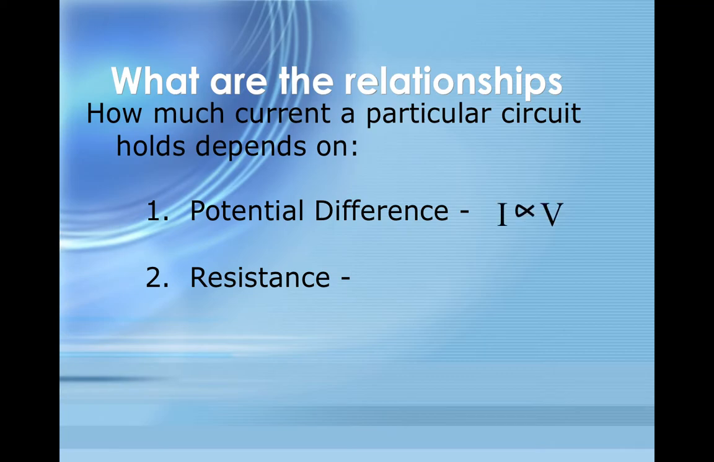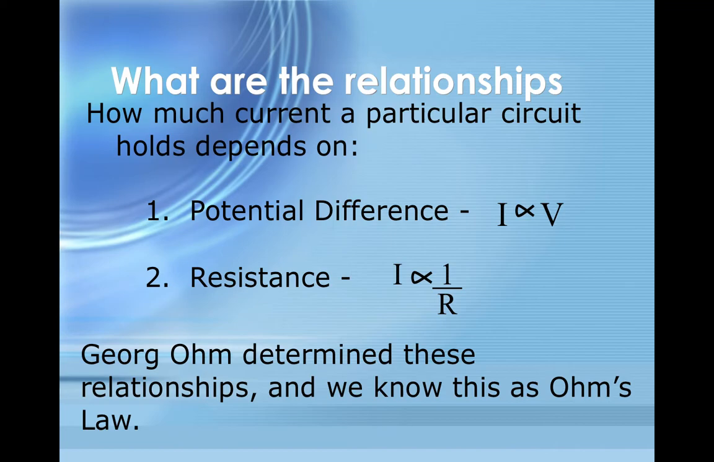Right? So here's our relationships. Current, I, is directly proportional to the potential difference V. Resistance is inversely proportional. So here you see that. Current is proportional to 1 over R. There's your inverse relationship. Ohm was the one who determined these relationships, and we know this as Ohm's law.